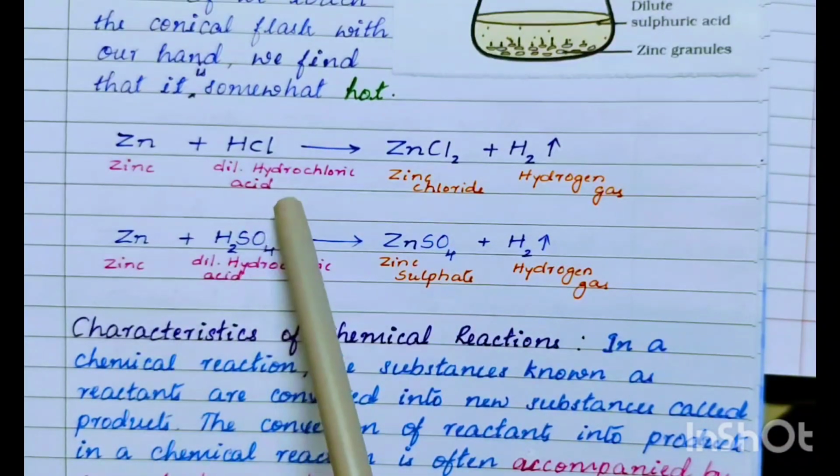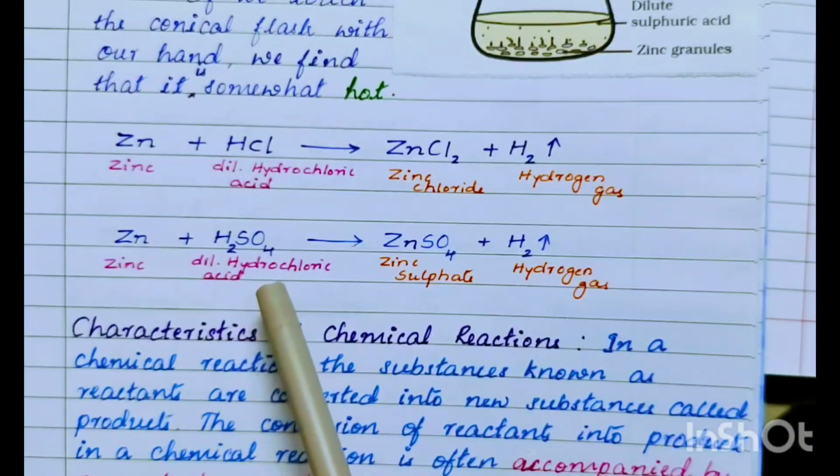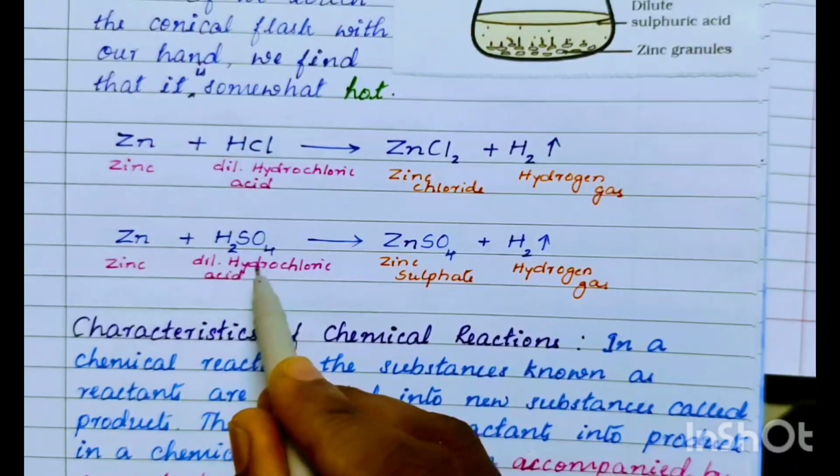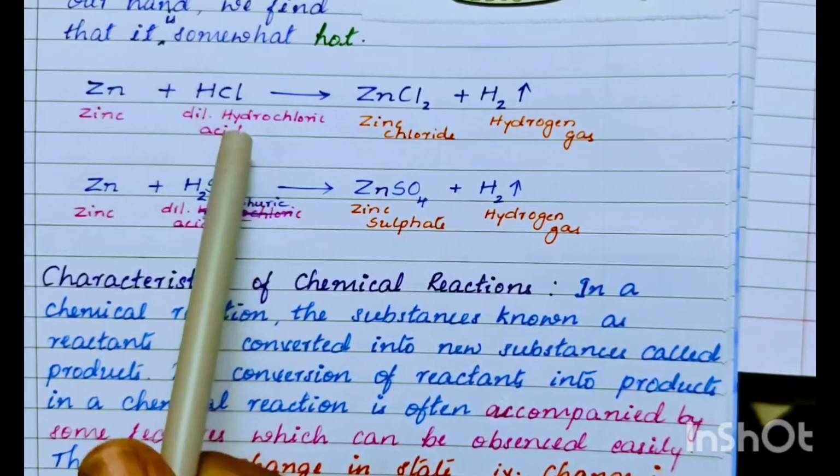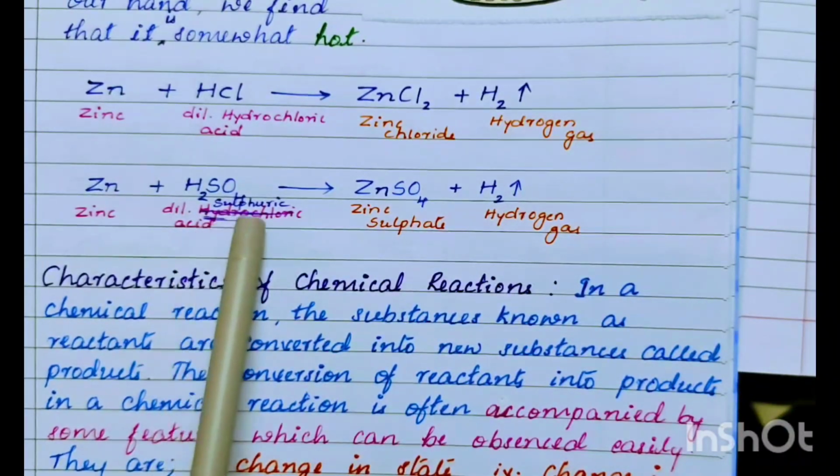Instead of hydrochloric acid, if we would have taken sulfuric acid, it should be sulfuric. This zinc, when it reacts with sulfuric acid, H2SO4, then we'll get a new product, that is zinc sulfate, and hydrogen gas. Again, the two reactants are reacting together and we are getting two products, zinc sulfate and hydrogen gas. This is sulfuric acid, H2SO4, not hydrochloric acid.